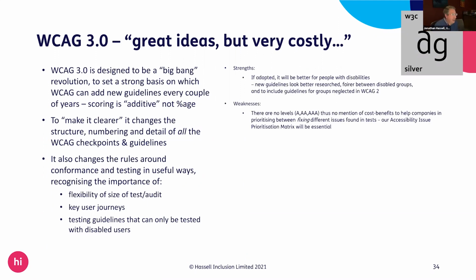So strengths, if people adopt it, it's going to be much better for people with disabilities. It's better researched, it's much fairer. It includes groups that haven't been included so far. Yay for people with a disability. This will be a good thing. Weaknesses, they've taken out A and AAA completely. So to try and be fair, everything is exactly the same now. So nobody will know which things will help millions of people and which may help only thousands. So things like our accessibility issue prioritization matrix are going to be massively important, I think, going forwards.